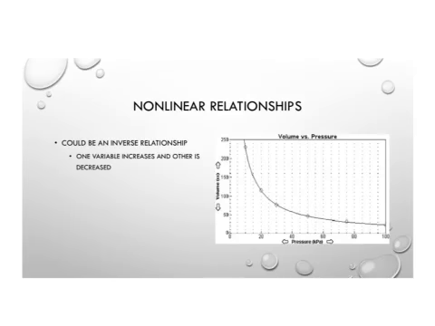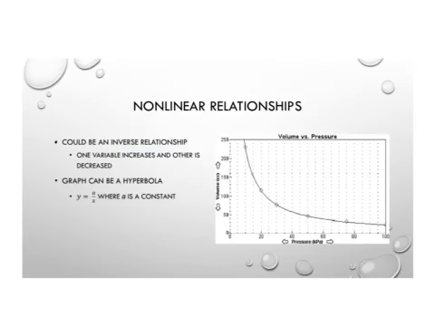Another type of relationship that is nonlinear, as opposed to the quadratic, is an inverse relationship. What happens in an inverse relationship is that one variable increases and the other decreases. Many times when we have an inverse relationship, the graph can end up being a hyperbola. You may have seen those before in your math class. The equation that will form a hyperbola is y equals a over x, and a is a constant in that situation.